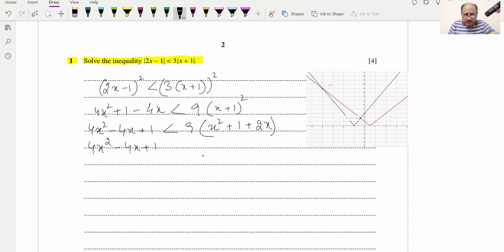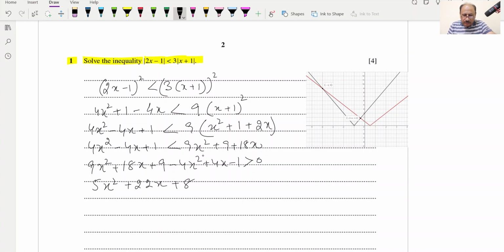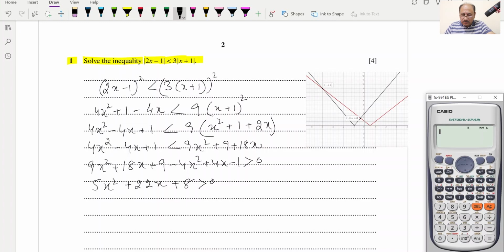Now we can open the bracket, so 4x squared minus 4x plus 1 is less than 9x squared plus 9 plus 18x, and we can shift everything to this side. We can rewrite it as 9x squared plus 18x plus 9 minus 4x squared plus 4x minus 1 is greater than 0. Now further we can add the like terms, so 9x squared minus 4x squared will be 5x squared, 18x plus 4x will be plus 22x, and plus 9 minus 1 will be plus 8, greater than 0. Now further we can factorize, and you can apply the factorization formula or factors, whatever.